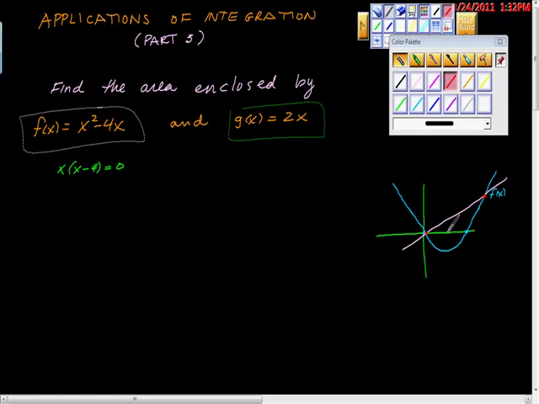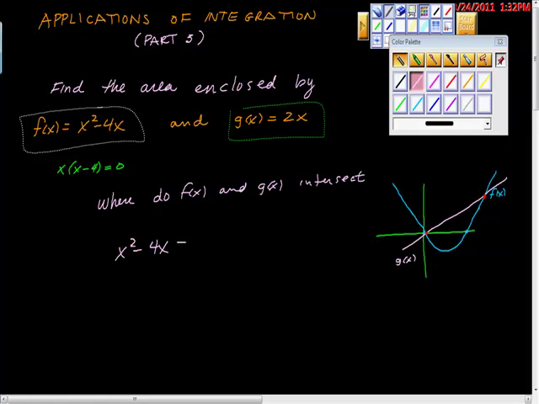So I guess my next question now is, if this is g of x down here, isn't it? This is g of x. First off, where do they meet? So where do they intersect? So I guess the first thing is, do f of x and g of x intersect? That is, where are they the same? So if we're trying to make them the same, I'm going to take my f of x, which is x squared minus 4x, and set it equal to 2x because that's what I want to know. When are they the same?